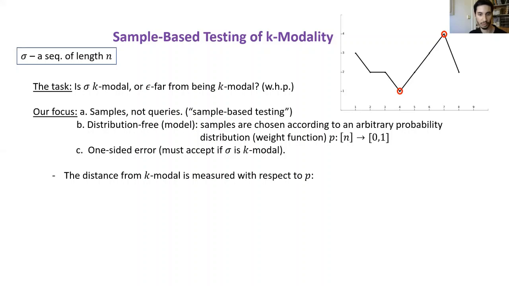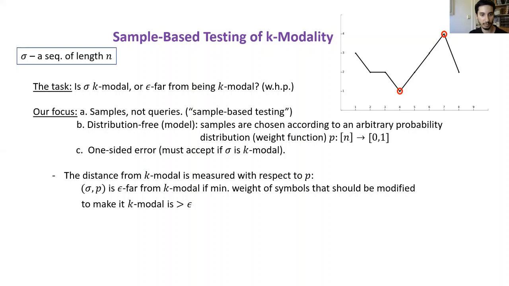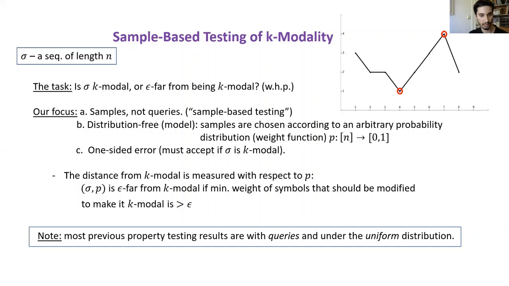The distance from k-modal is measured with respect to p. That is, the pair sigma, p is epsilon far from being k-modal if the minimum weight of symbols that should be modified to make it k-modal is bigger than epsilon. We note that most previous property testing results use queries and are under the uniform distribution.